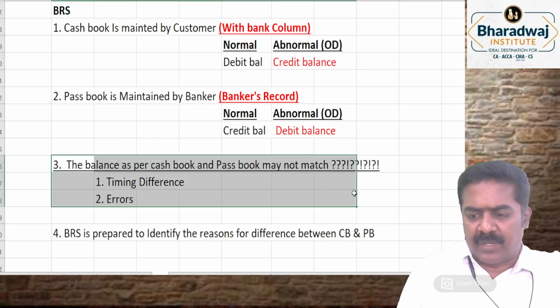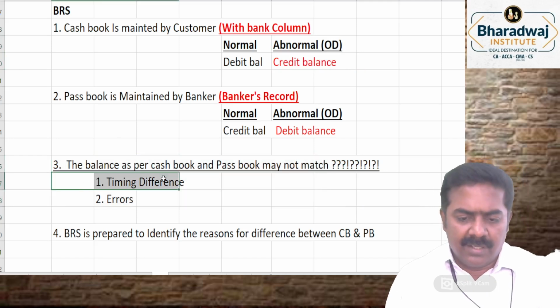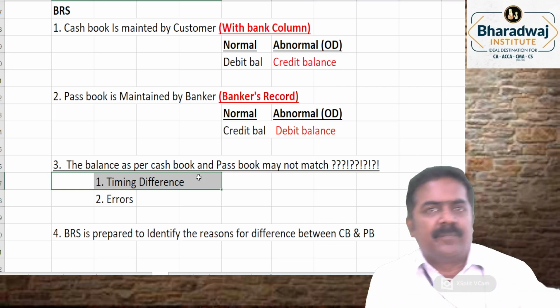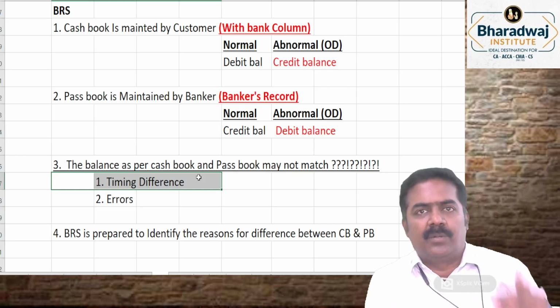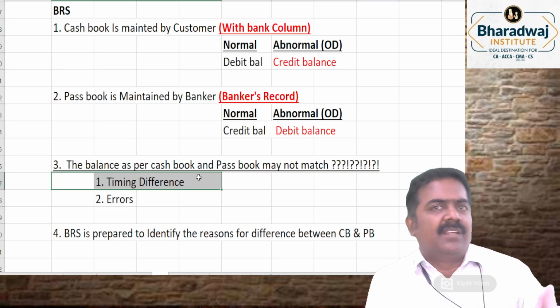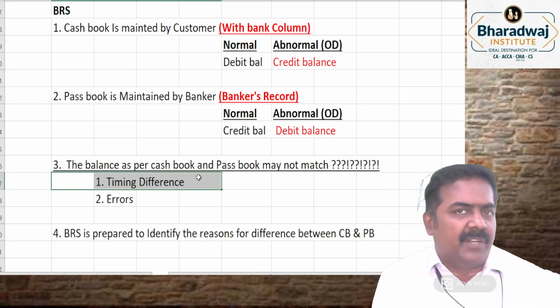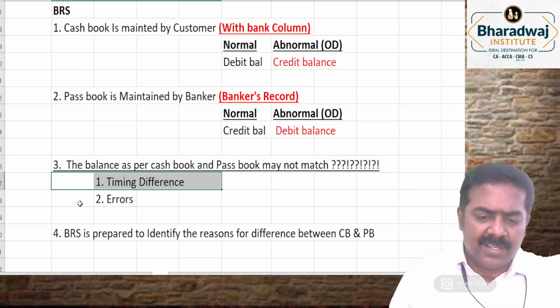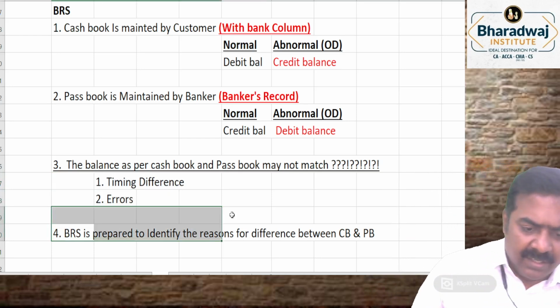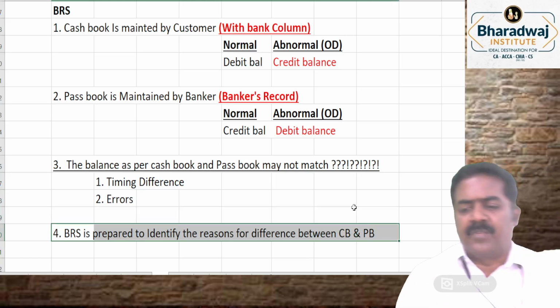What is the reason for difference between cash and passbook? Timing difference. Time of entry in cash book and passbook different. Check deposited today, maybe collected after 1 week. Or check issued today, the other person would have encashed after 5 or 6 days, like that. Timing difference. Second, maybe errors in which one? Cash or passbook.